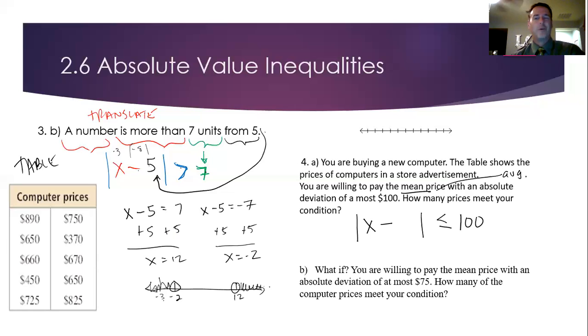So what do I need to do? Well, I've got to figure out what this is, and that is basically your mean. How do you find the mean? You have to add up everything in there and then divide by the total amount. And if I count those real quick, it's 10.